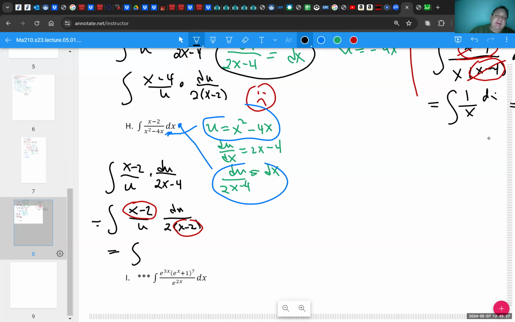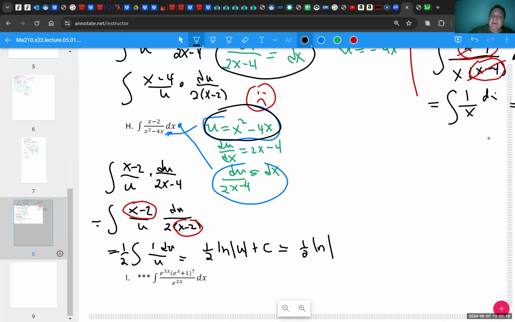And the antiderivative of 1 over u du is ln of u plus some arbitrary constant, which I have to write back in terms of my original variable. But fortunately, I know what my original variable is. u stands for x squared minus 4x. So this is ln of x squared minus 4x plus C.